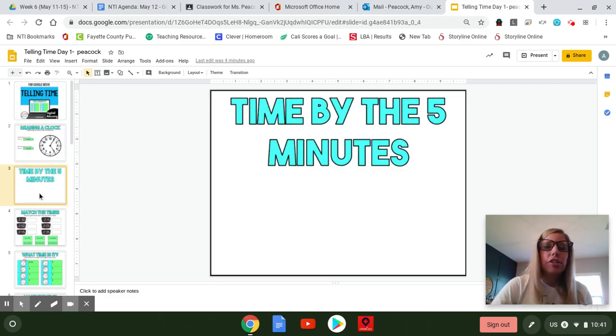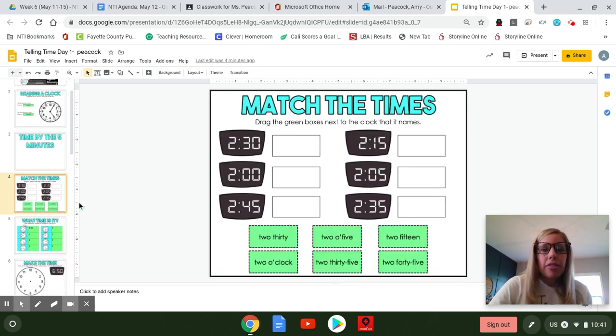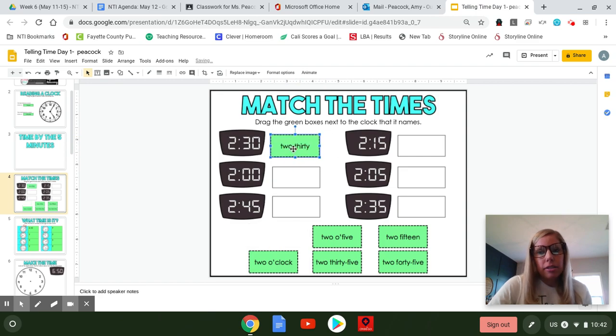So the first thing you're going to do is practice telling time to the nearest 5 minutes. So on this slide, what you're going to do is they gave you the digital time, and you're going to match up with the word time. So this says 2:30, so I'm going to find the one down here that says 2:30. Oh, it's right here. So I would take it, and I'll just move it up to the box. So it's literally a matching, okay?